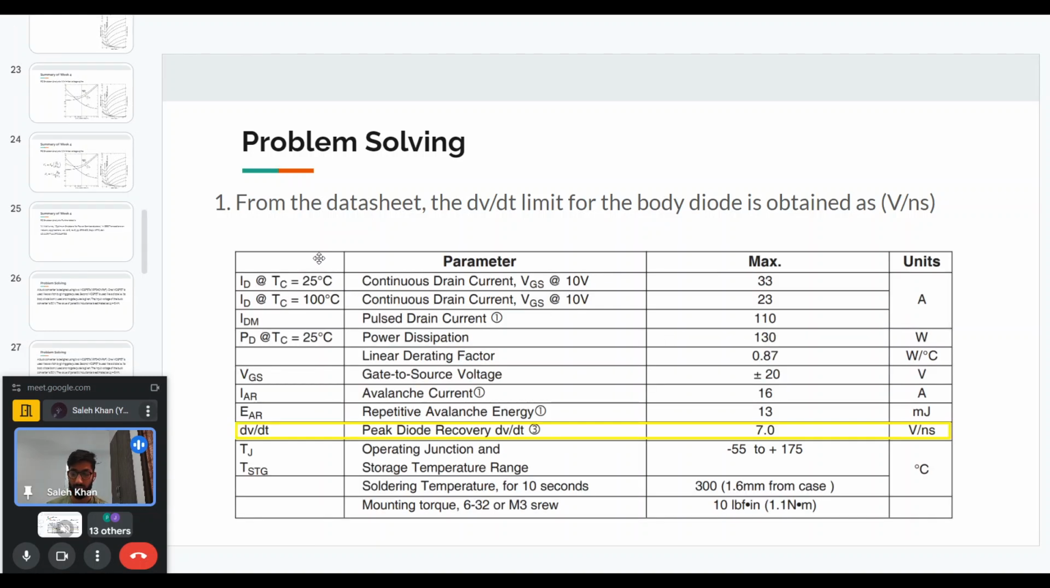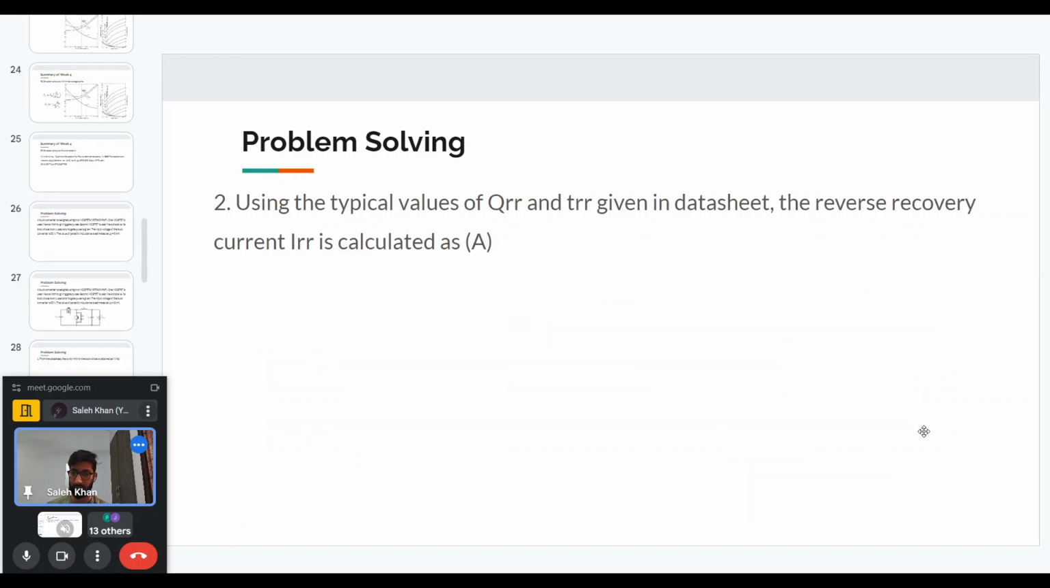So if you go to the data sheet of the device, you will see that the peak diode recovery DVDT is 7 volts per nanosecond. So the answer to this first question is 7 volts per nanosecond.